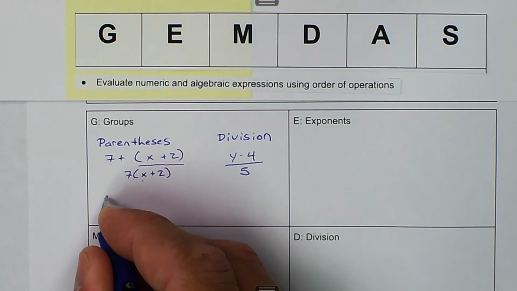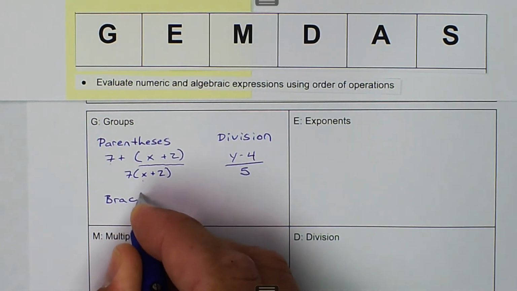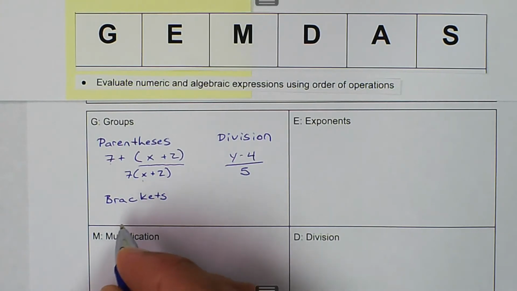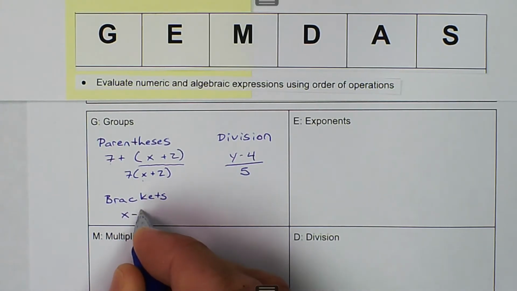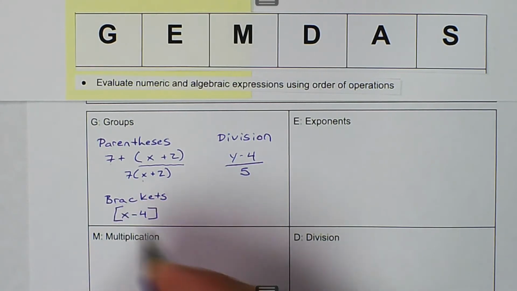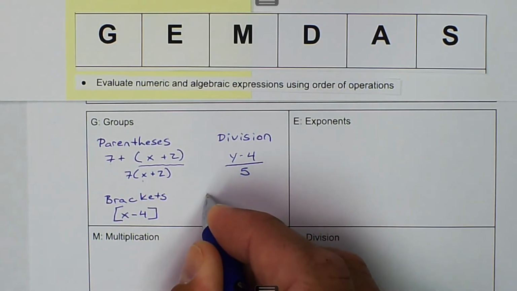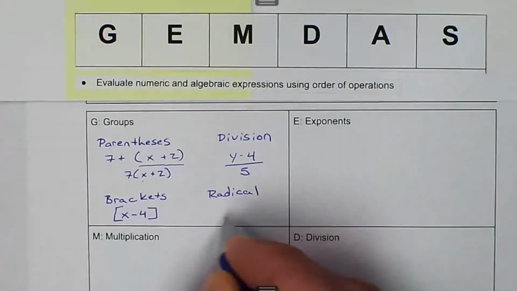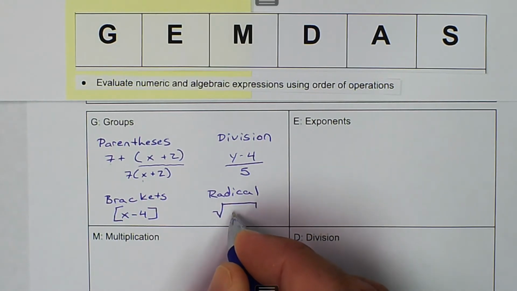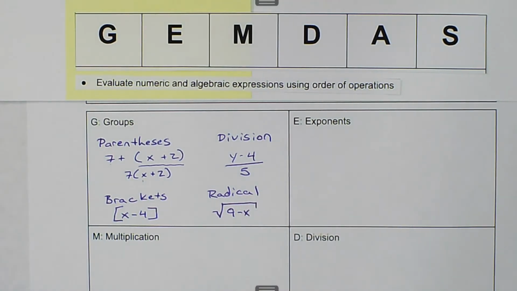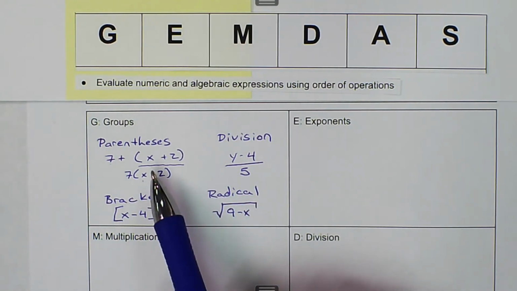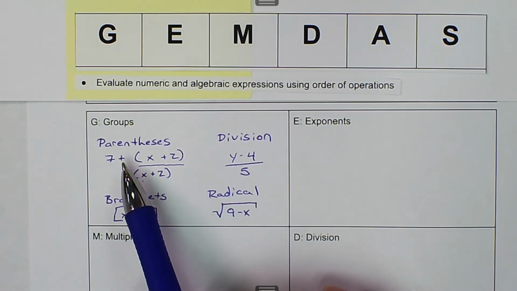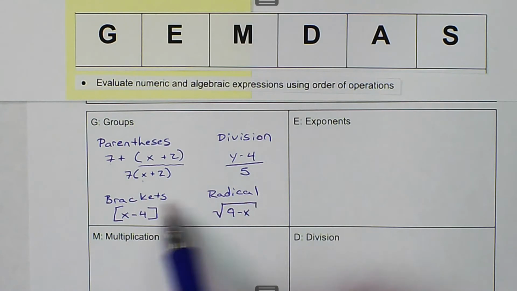Another way is we can use brackets. And we could say x minus 4, and we could put that in brackets. Or another way we could do is a radical. We could say the square root of 9 minus x. So these are all different ways to group expressions together or group terms together. And if we just said parentheses, that would exclude all these other things. So we want to change that first one to groups.